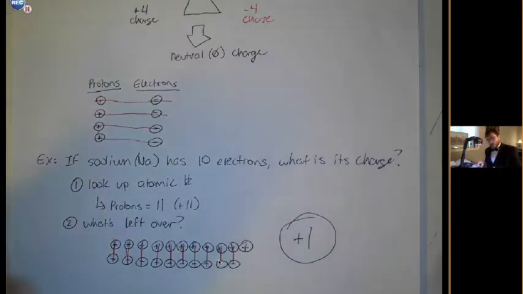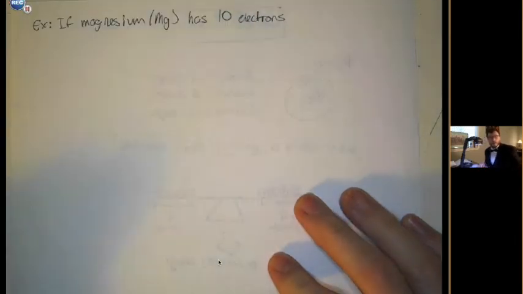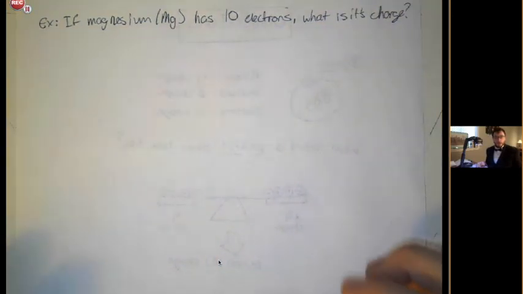Okay, let's do another example. Let's flip back over here. Another example. If magnesium this time has 10 electrons, what is its charge? If magnesium has 10 electrons, what is its charge?